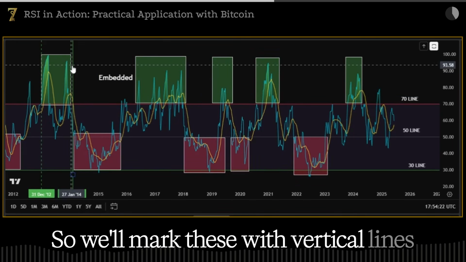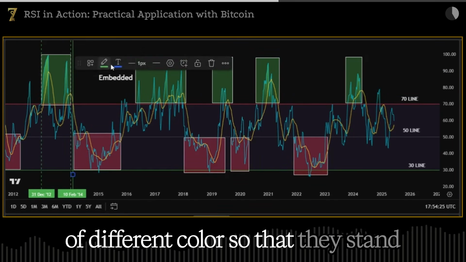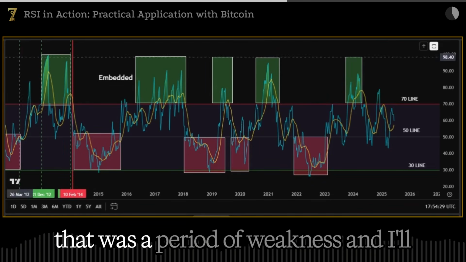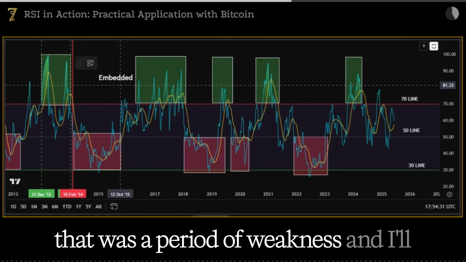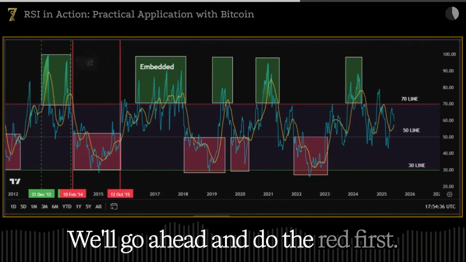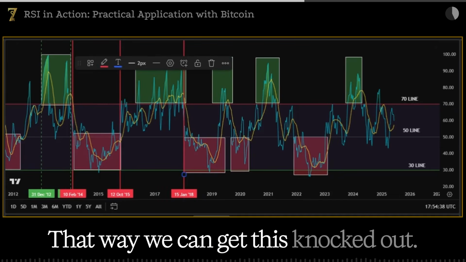We'll mark these with vertical lines of different colors so that they stand out when we go back to our chart. We'll mark this one red because that was a period of weakness. And I'll just put this embedded here for the moment so that you know where it's at. We'll go ahead and do the red first, that way we can get this knocked out.